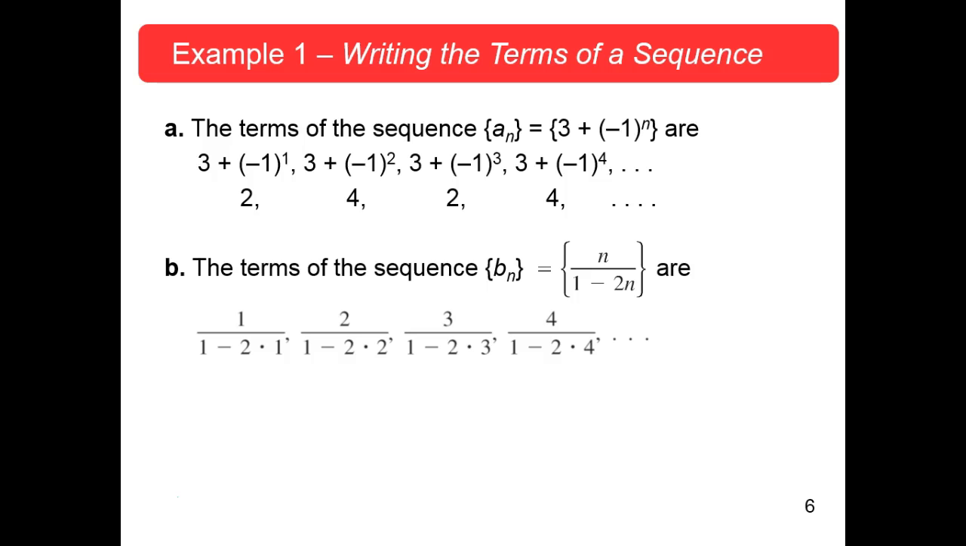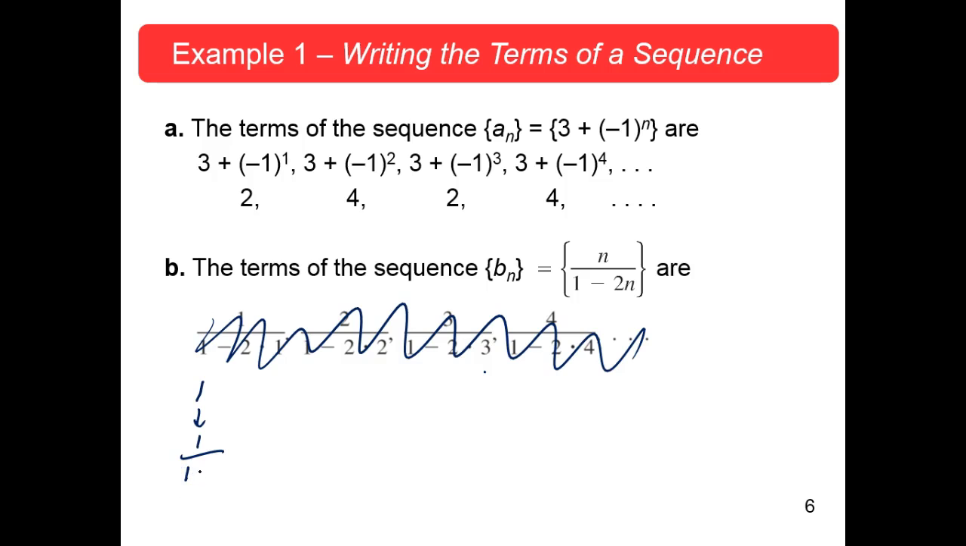Here's B. B sub n, you can name the term anything you want to, is n over 1 minus 2 to the n. Okay? I wish they hadn't done this, but let's just pretend they had. What would be, 1 maps onto, what would be B sub 1, I'm sorry? 1 over 1 minus 2, which would be negative 1.